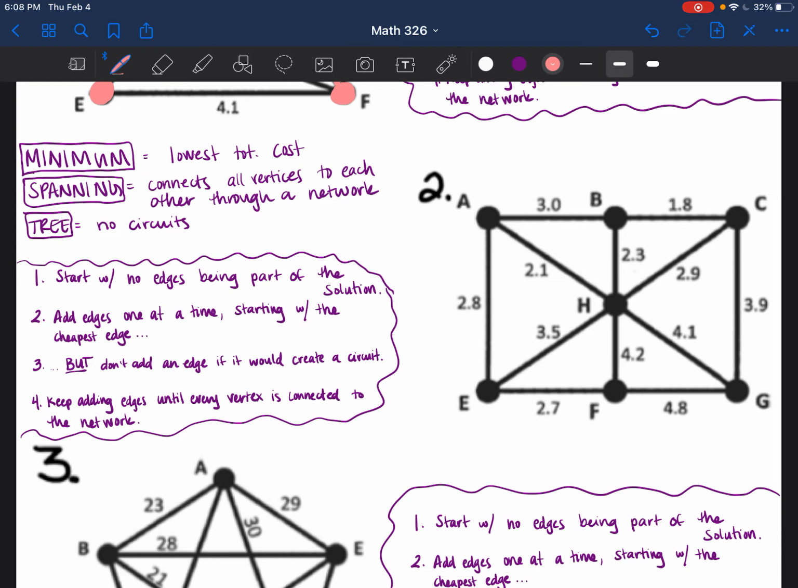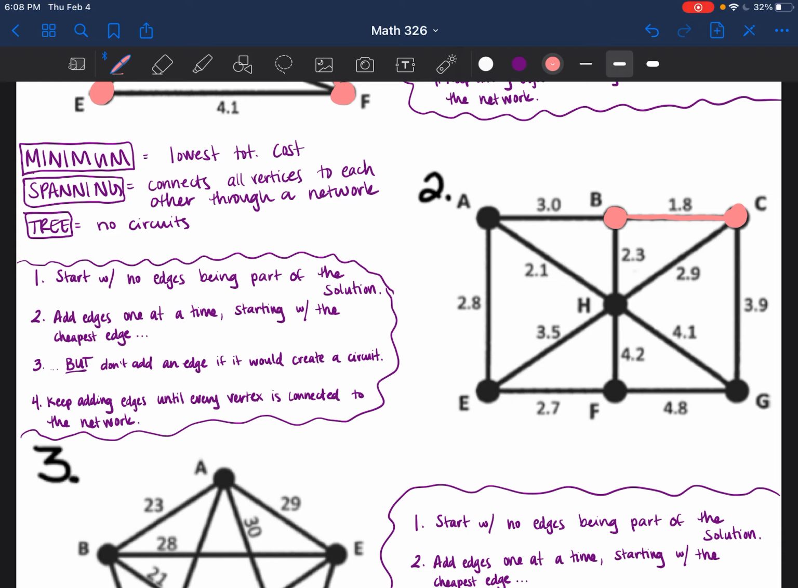Number 2, add edges one at a time, starting with the cheapest edge. So let's go ahead and look for the cheapest edge. If we start with the ones, I only see one, which is 1.8 right here. And again, I'm going to highlight vertices as we go so we know we've touched them.